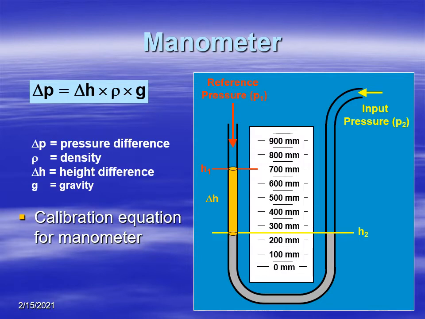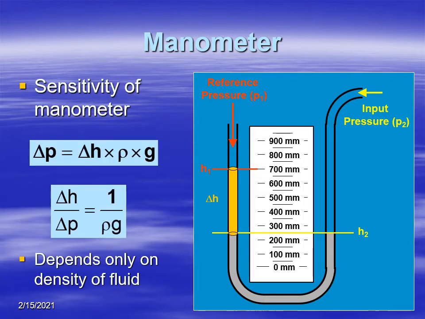So this is our calibration equation for a manometer. And what it shows is that when you measure the difference in height, you can actually calculate the difference in pressure if you know what gravity is at your location, and also you know the density of the fluid that you're using in your manometer. This is the calibration equation.